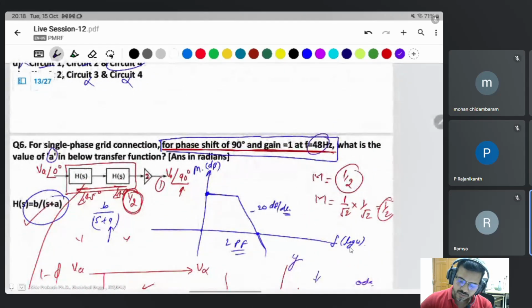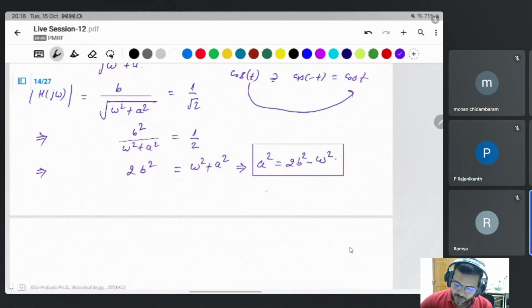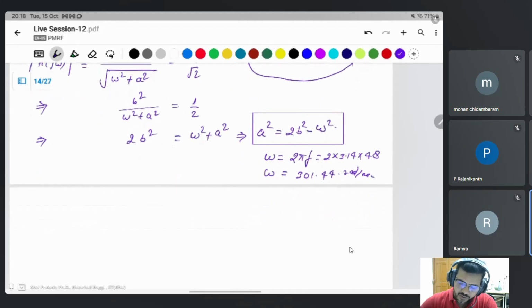Frequency is given as 48. Then you can find omega as 2 pi f, 2 into pi, 3.14, into frequency of 48, and you get the omega value. It will be 301.44 radian per second. Okay, first equation.